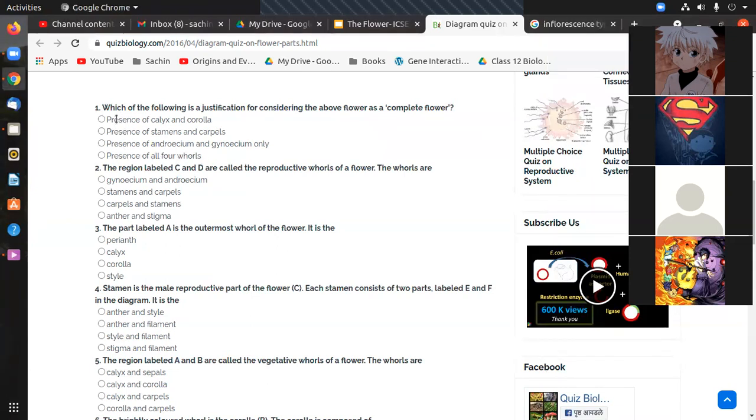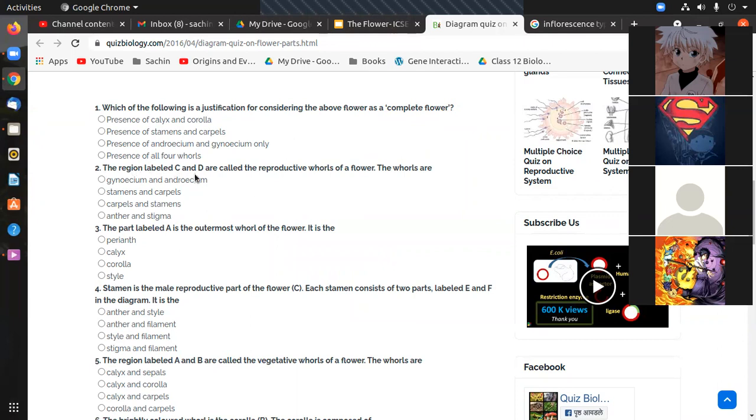What will we call it if it has, let's say, the presence of stamen and carpel? Usually the flowers will have stamens and carpel, and surely it will have calyx and corolla as well together, or they can have calyx and corolla with stamen, or calyx and corolla with carpel. That is a unisexual flower. When all four are present, that is the complete or perfect flower, also called a bisexual flower.